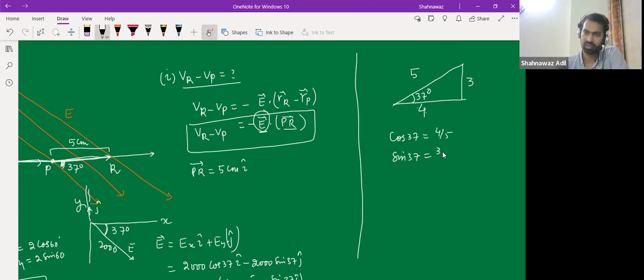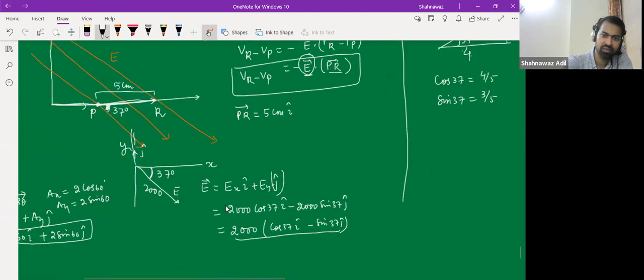3 by 5. Yeah, so why are you hesitating? This is the right answer. So 3 by 5. Now we know, just remember, if you are given this 37 degree, just recall this triplet: 3, 4, 5.